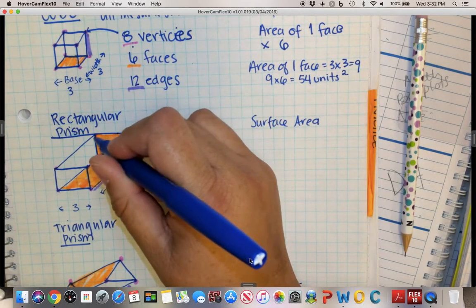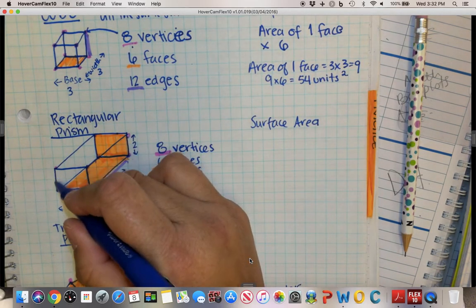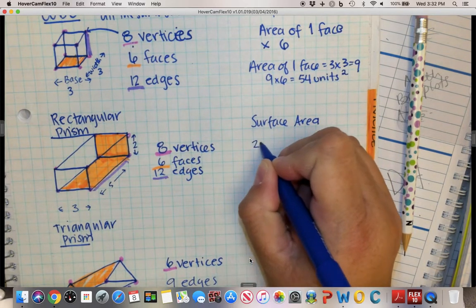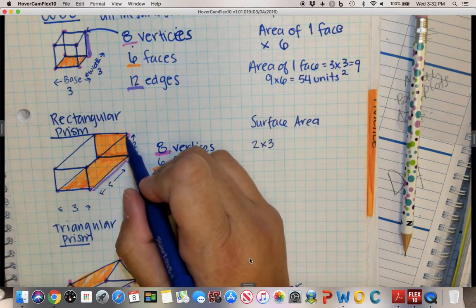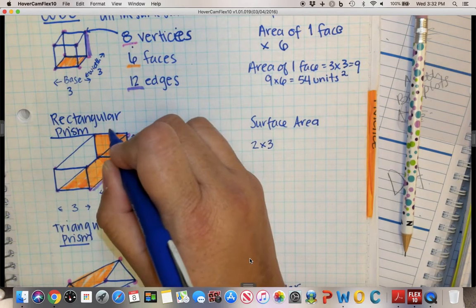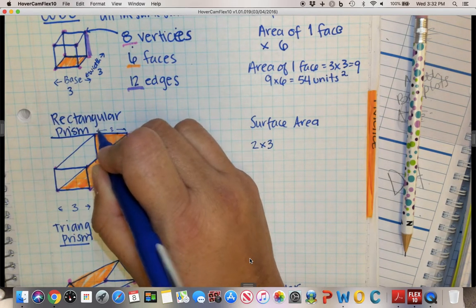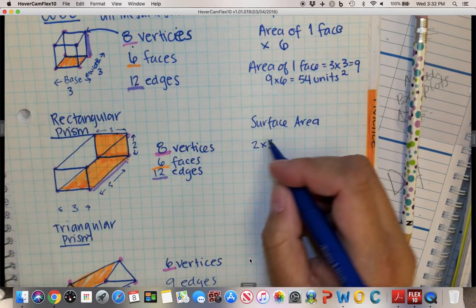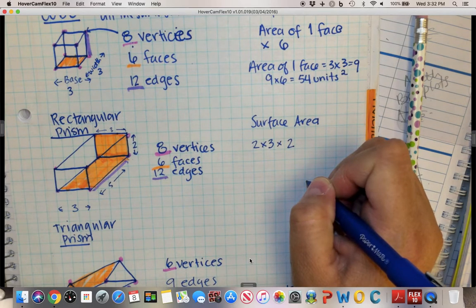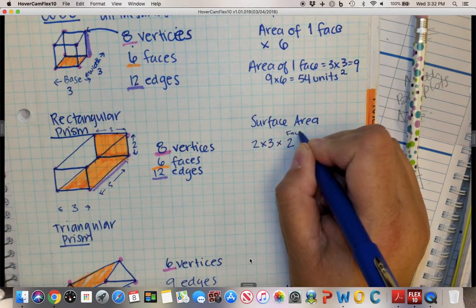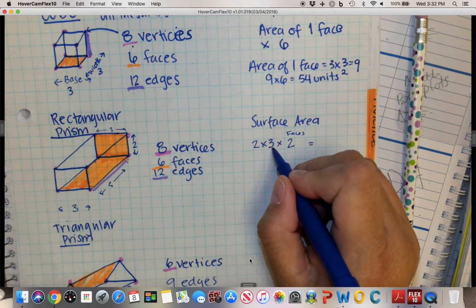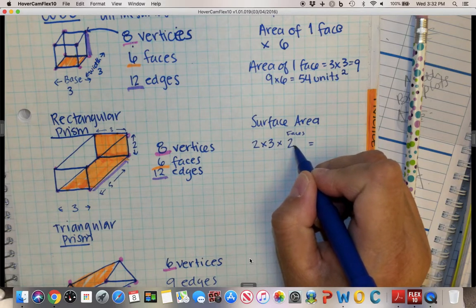This back rectangle here is the same as this front rectangle here. So it's going to be 2 times 3, right? The 3 on the bottom here is the same as the 3 on the top here. 2 times 3 is the area, and I have 2 of those faces. So 2 times 3 is 6. 6 times 2 is 12.